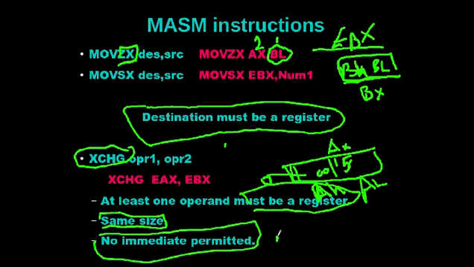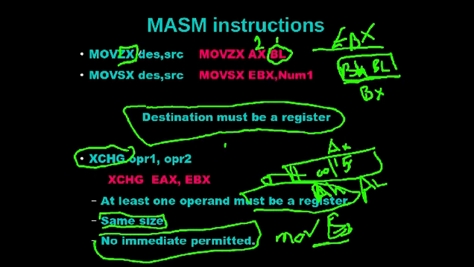Why? Because at the end I'm going to have a move, and the constant or the immediate is going to be, let's say 5, the destination. And remember, I can't have that as a destination. A constant or immediate is a constant value, 5, 10, 20, 100. I can't have it as a destination.